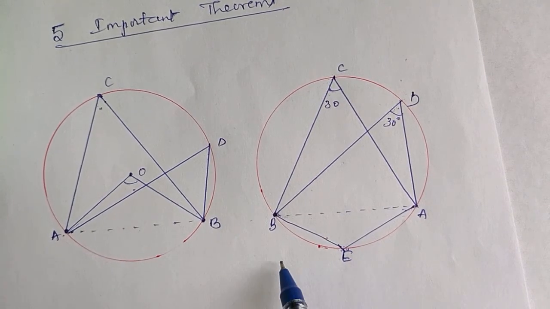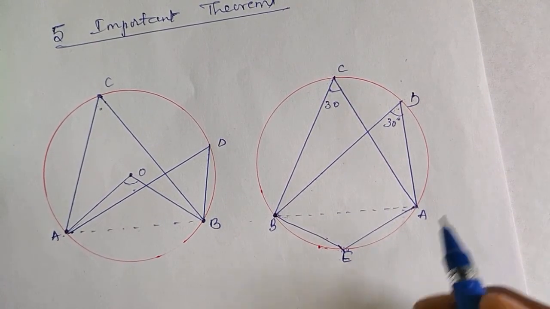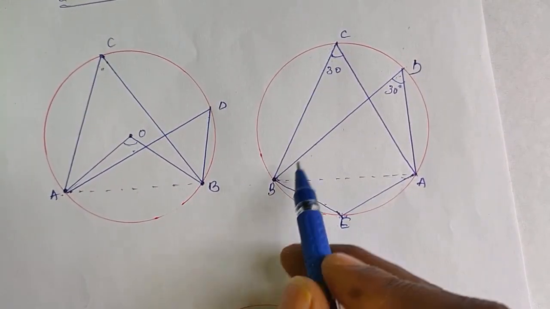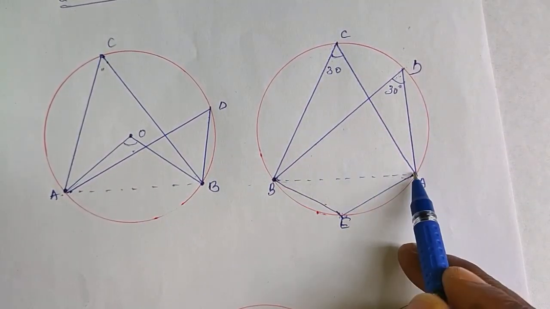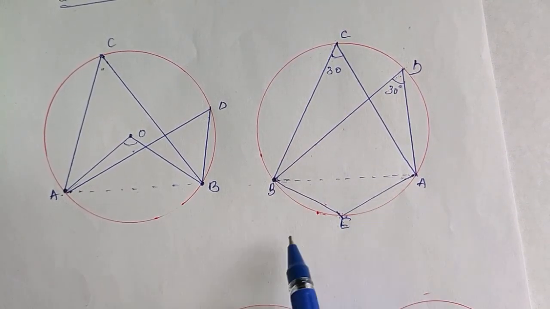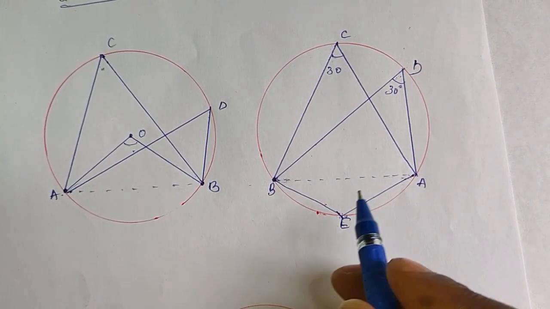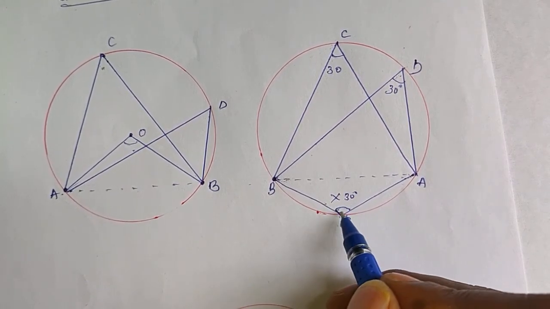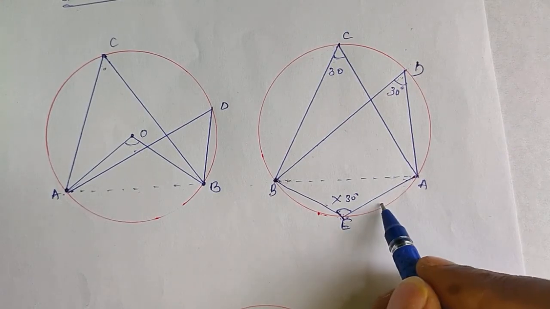But angle E is not like that. Definitely one or two students raise this question: angle C is standing on the AB chord, angle D is standing on the AB chord, even angle E is also standing on the AB chord only. Why can't this be 30? This is not equal to 30. The reason is this angle is formed in the other segment.